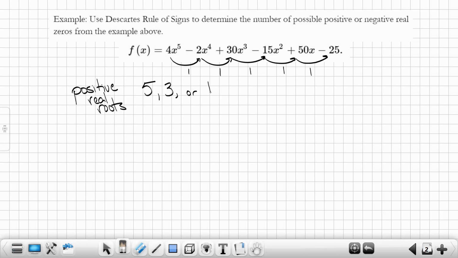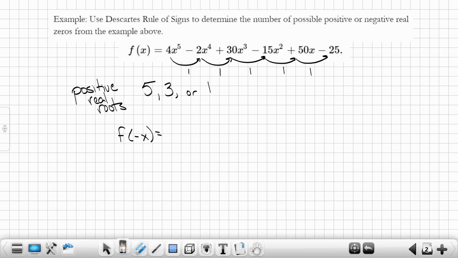How many negative real roots do I have? To find how many negative real roots, I put in f of negative x. Now remember, when dealing with a polynomial, if I substitute f of negative x, only the coefficients with an odd exponent change signs. So I'm going to write down f of negative x. Is the first exponent odd? Yes, 5 is odd. Exponent, Jada, not coefficient.